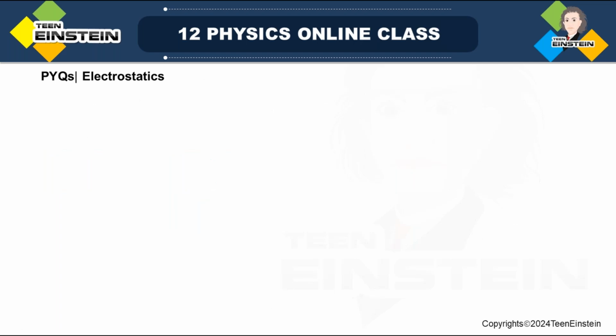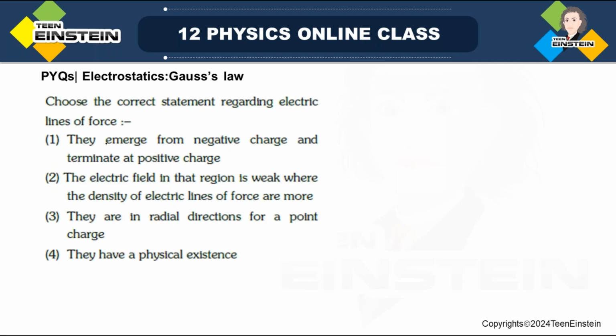Okay, let us go to the next problem. You have to choose the correct statement regarding electric field lines, electric lines of force. The first option says they emerge from negative charge. This is very, very wrong. We know that electric lines of force start from positive charge and end at negative charge. So the first option saying they emerge from negative is not correct.